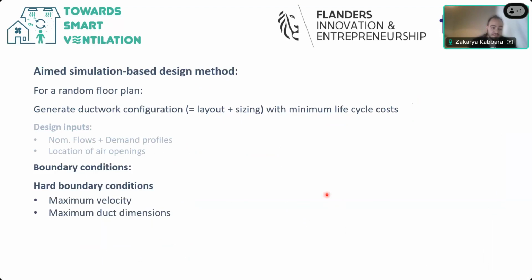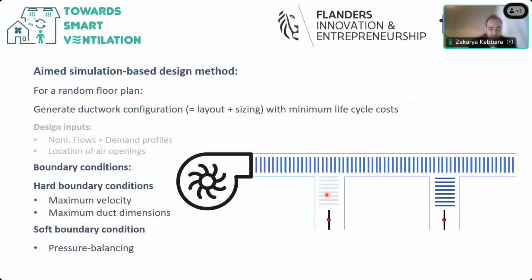The second boundary condition is the maximum duct dimensions, and that's to deal with the architectural limitations that we have in the system. We have one soft boundary condition, which is the pressure balancing. To help me explain the pressure balancing, let's have a look at this example in the figure here. We have a fan and duct system with two branches. The design of this system is not balanced, because there is an overflow in this duct branch and a shortage of flow in the other branch.